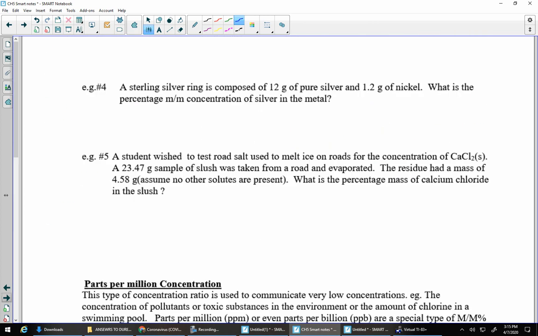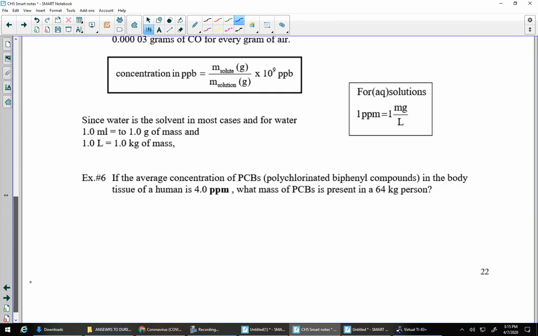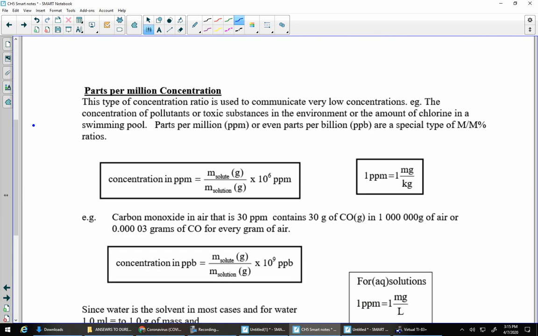Let's skip ahead. We're on page 22 here. Parts per million concentration, and that kind of leads us into parts per billion. Typically you find this when there are very, very small concentrations. So the amount of oxygen dissolved in a lake, the amount of mercury found in fish samples or something like that. It's very similar to percent concentration, except it's so small. If we put it in percentage, it'd be like 0.0000003%.